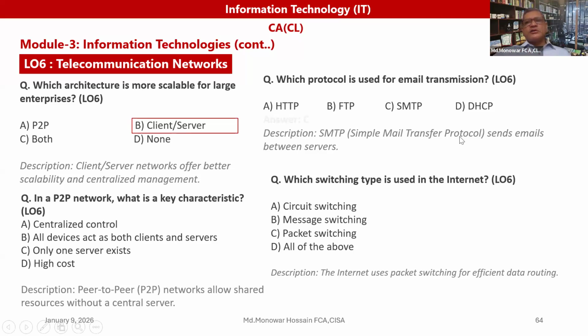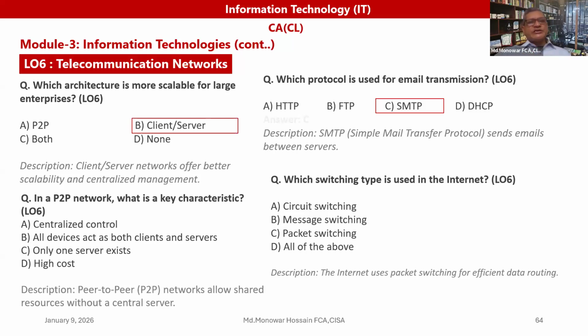Which protocol is used for email transmission? Here, four protocols. So here we know the SMTP, that means Simple Mail Transfer Protocol, sends email between the servers. So SMTP, Simple Mail Transfer Protocol, is used for email transmission. Answer C.